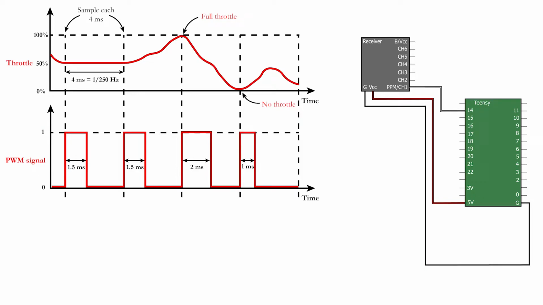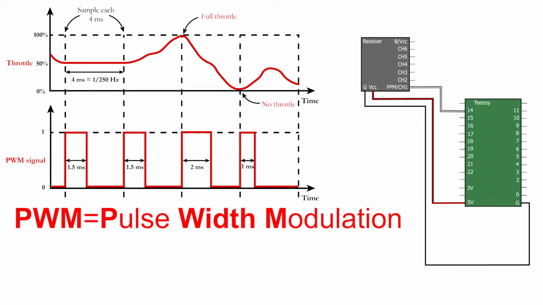By changing the time length of the high part of the signal, you can send some data. For example, a throttle of 50% is equivalent to a high signal with a length of 1.5 milliseconds. Similarly, a throttle of 100% gives a 2 milliseconds high signal, and no throttle gives a 1 millisecond high signal. This is called PWM, or pulse width modulation, because you transfer data with different pulse lengths.